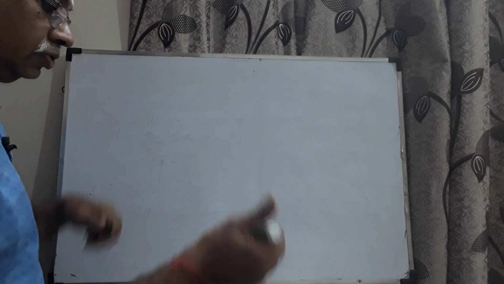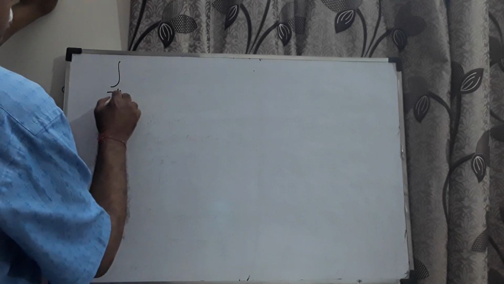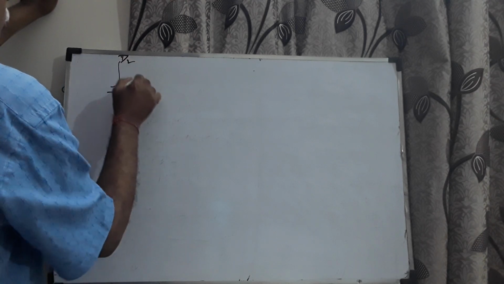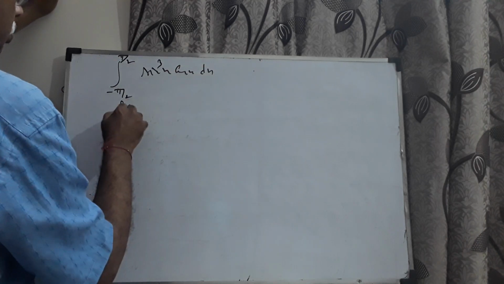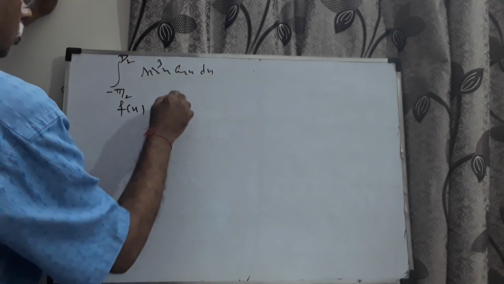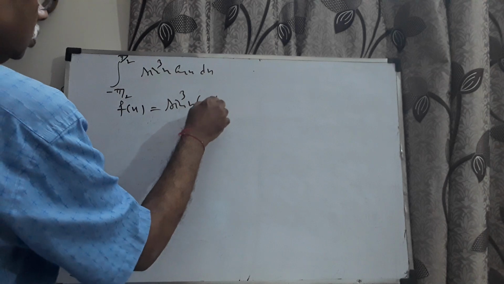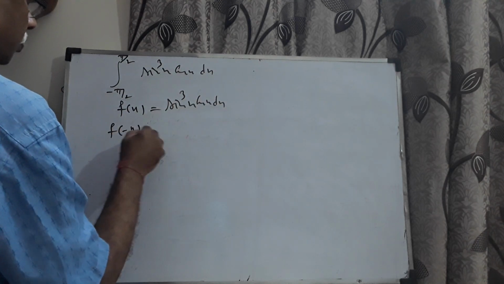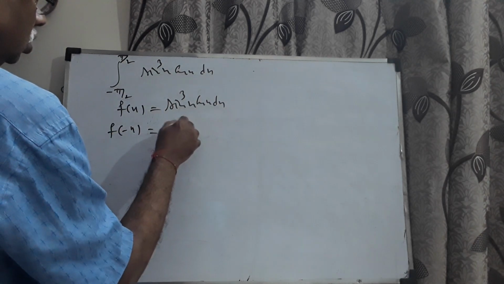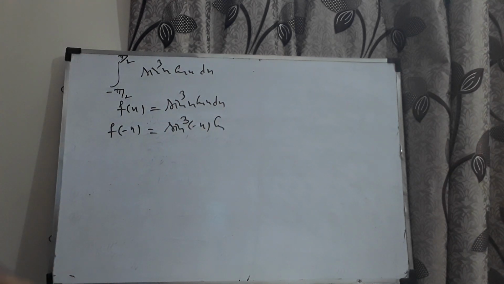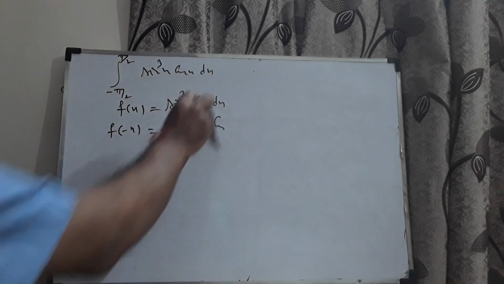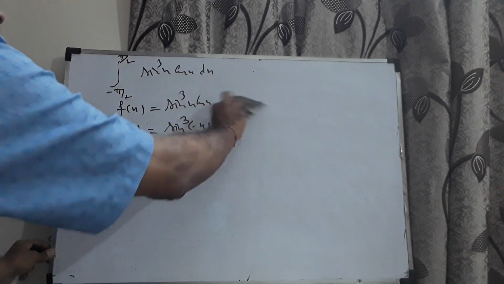Okay, let it be now. Now just take another problem. Integral from minus pi by 2 to pi by 2 of sine cube x cos x dx. Let me just take f of x equal to sine cube x cos x. Now f of minus x is sine cube of minus x. Sorry, not dx. I should not take dx. Without dx I will take this much.